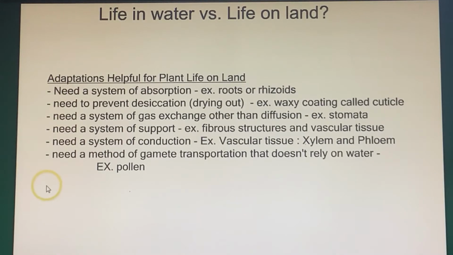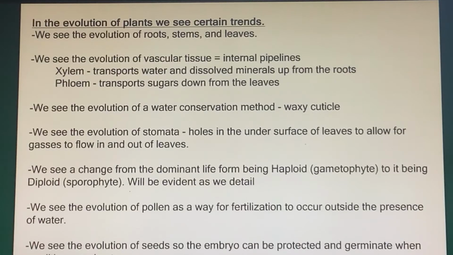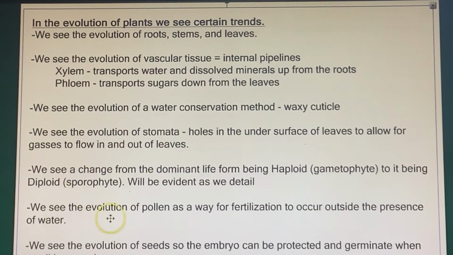Now, not every plant that is successful has every one of these adaptations. But as we move through our unit on plants, we're going to see the evolution of these systems and some trends. So let's stop and take a look at some of those trends. Now this is going to look a little repetitive as we see the evolution of roots, stems and leaves, the evolution of vascular tissue, the evolution of a water conservation mechanism, the waxy cuticle, the evolution of stomata. I'm going to jump over this one for a minute. The evolution of pollen as a way for fertilization.